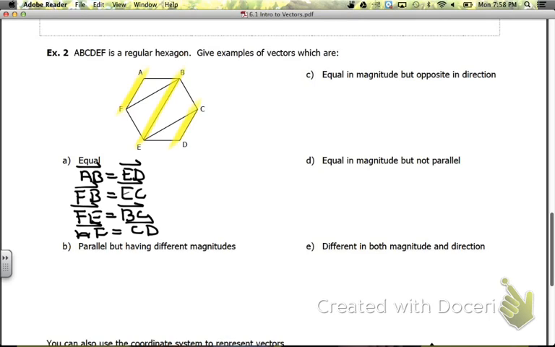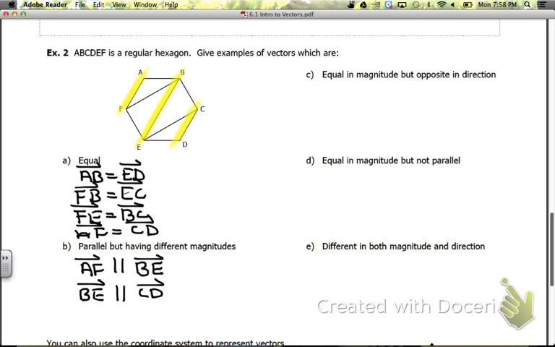So we have 2 cases here. So AF, okay, the vector AF is parallel to BE. However, BE is larger in magnitude than AF. And BE is parallel to CD.